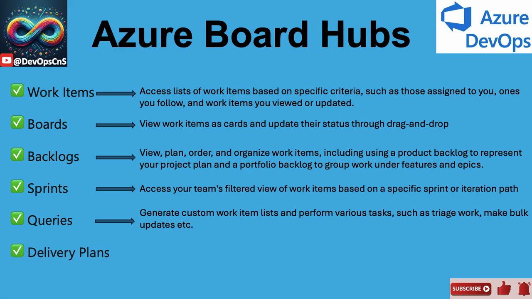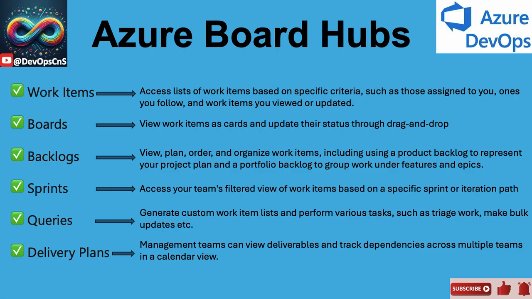And next is the delivery plan. The delivery plan is very helpful for management teams to view the deliverables and track the dependencies across multiple teams. You can view those deliverables in a calendar view. Management can track and see the progress of different teams.